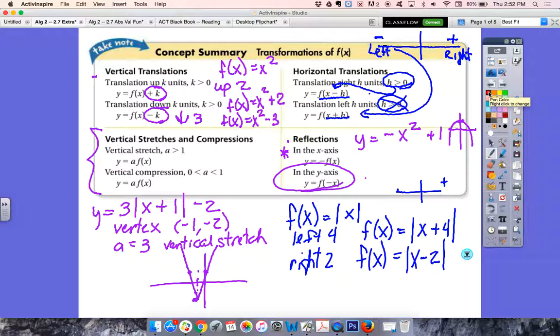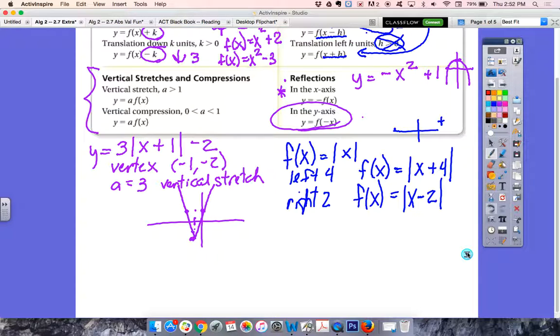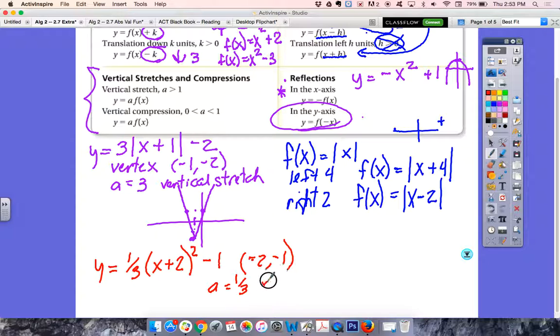That's called a vertical compression. So, guys, it works the exact same way. They're just using different language for integers versus fractions. So if you've got y equals 1/3 times x plus 2 squared minus 1, your vertex is still the same place. You do it the same way: -2, -1. A is still positive 1/3.